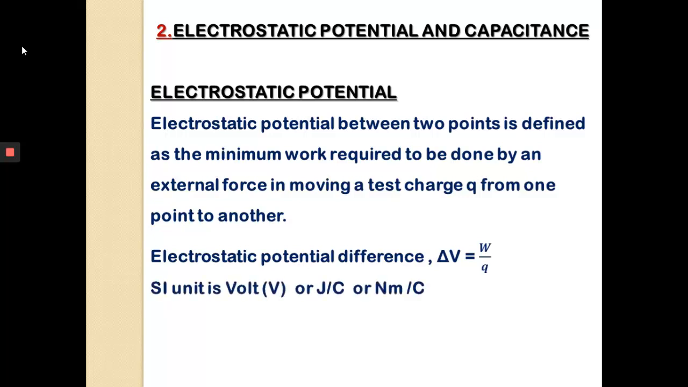Now, what will be the unit of this electrostatic potential? Its unit is volt, or we can write it in terms of work done, whose unit is joule, right? So it is joule per coulomb. Or, work done is force into displacement, so instead of joule we can write Newton meter, right? So Newton meter per coulomb can also be written for the electrostatic potential.